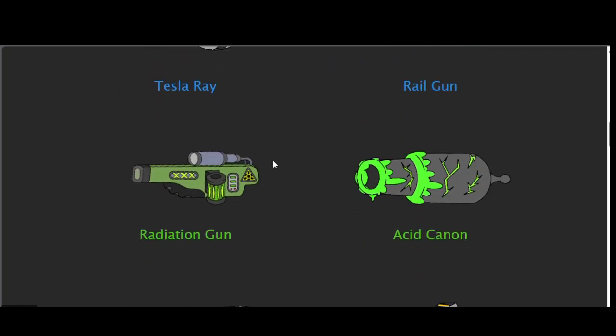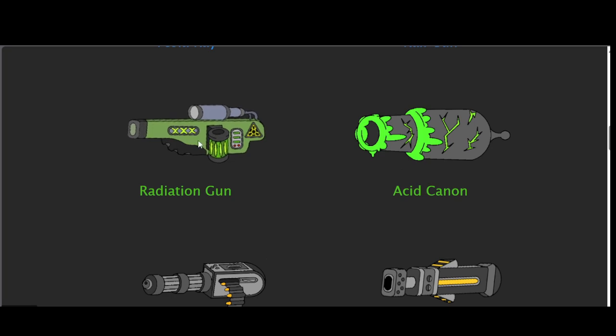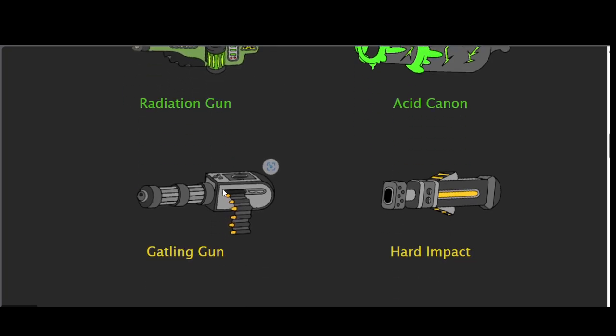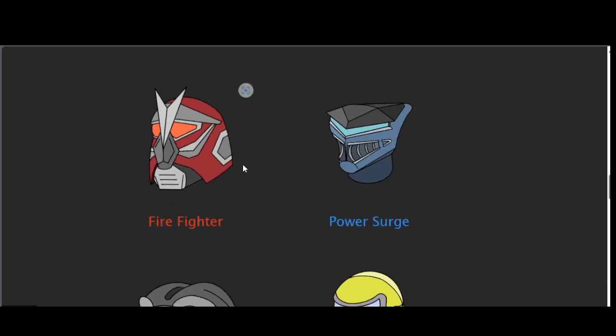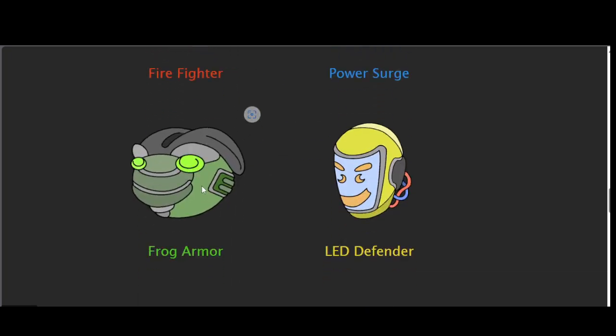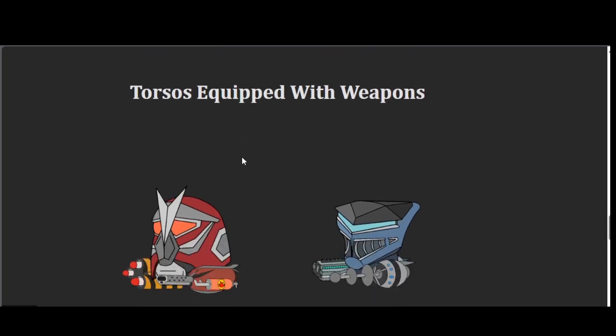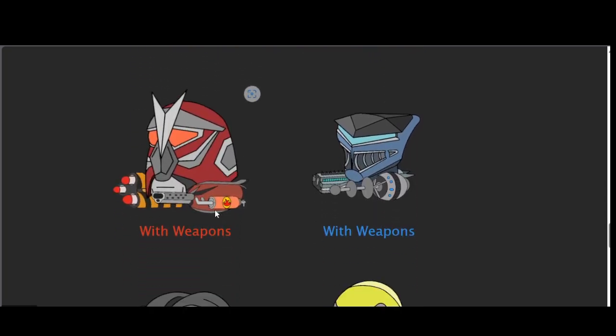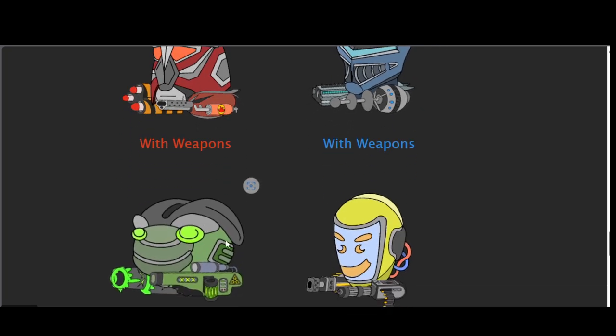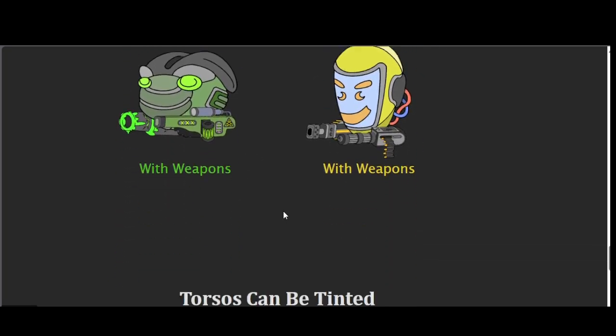My favorite weapon, I would have to say, is probably either the radiation gun or the Gatling gun. And my favorite torso, I think, is the frog armor. And then here we've got some demonstrations of what it might look like to equip weapons onto torsos. So you got 4 different demonstrations of that.